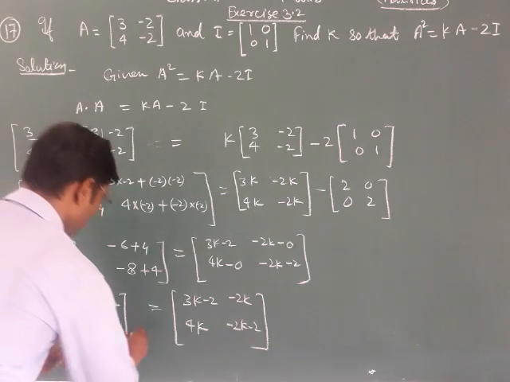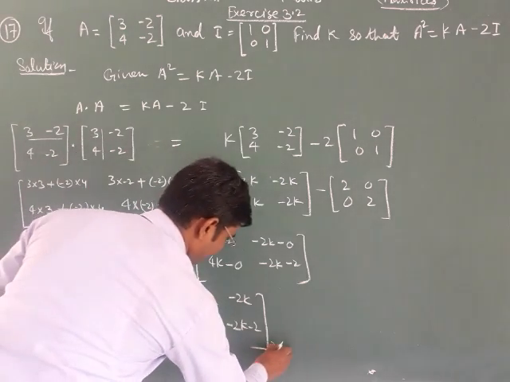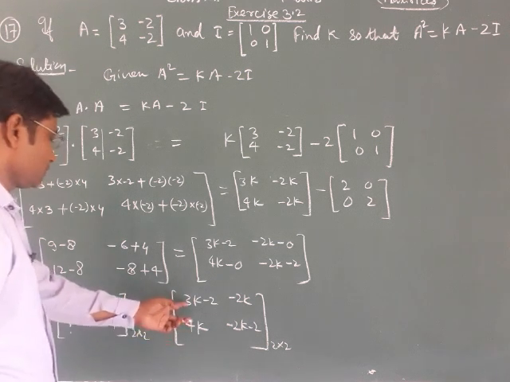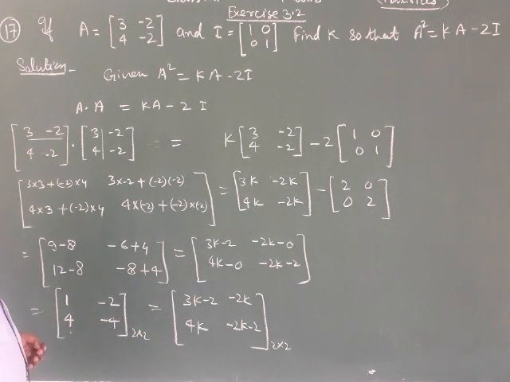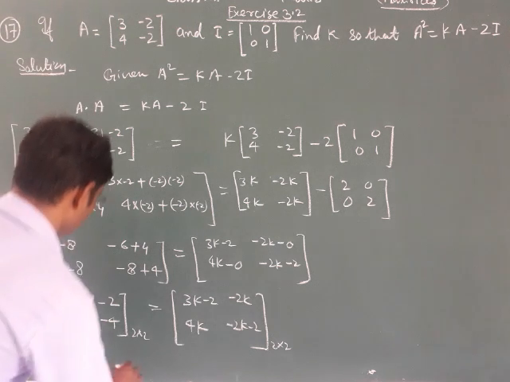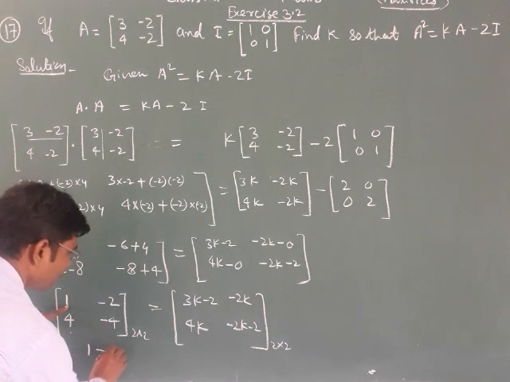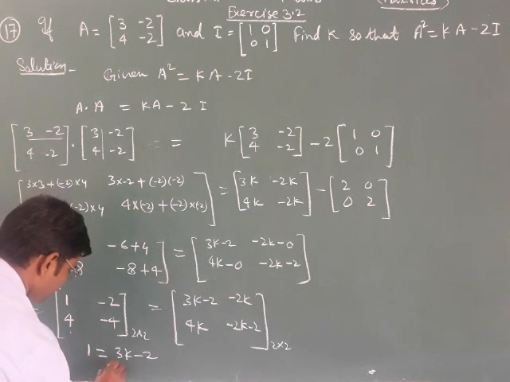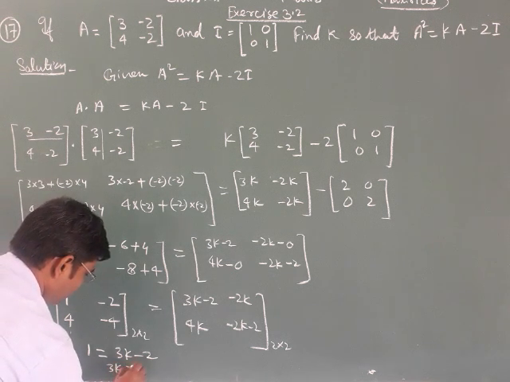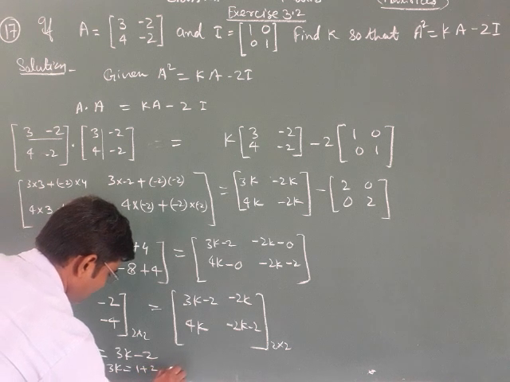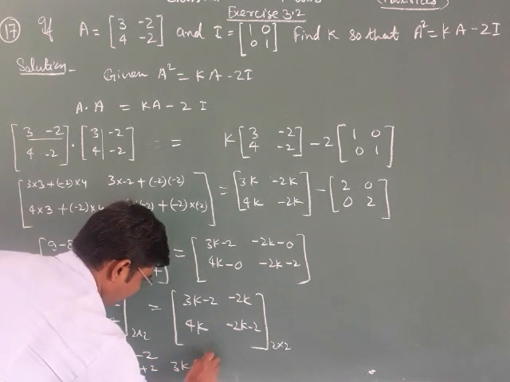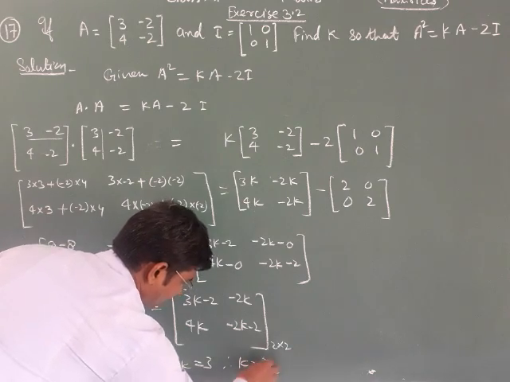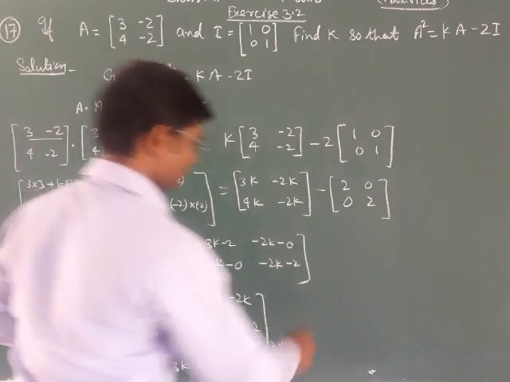So the order of the matrices is 2 by 2 and 2 by 2. The order is the same, so corresponding elements are equal. Now we get, since 1 is equal to 3k minus 2, so 3k is equal to 1 plus 2, and 3k is equal to 3, therefore k is equal to 3 by 3, which is 1.